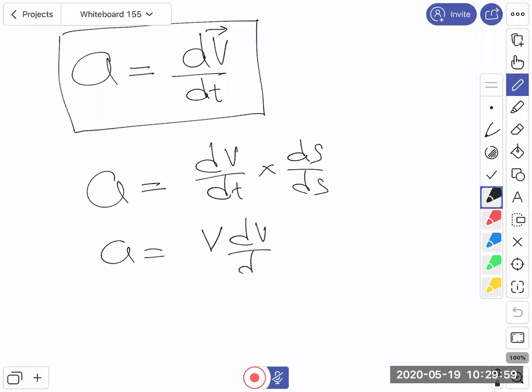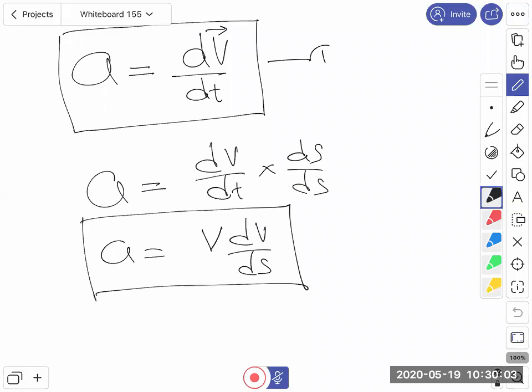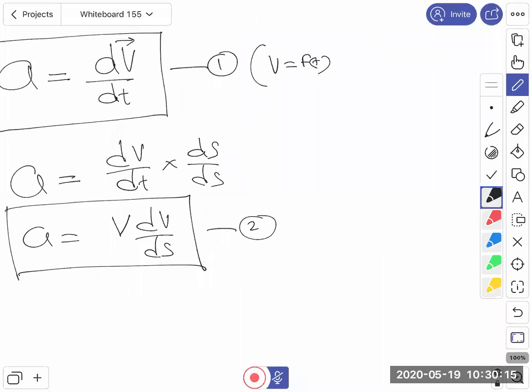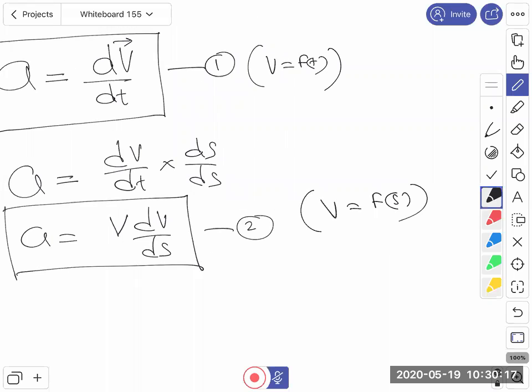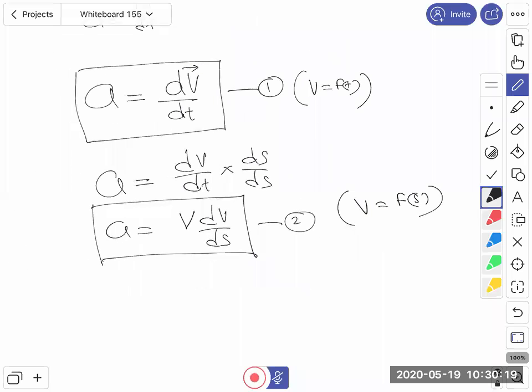So these are the two main equations that we are using to find the value of acceleration when velocity is given as a function of time or velocity is given as a function of displacement. We'll use the first equation when velocity is given as a function of time, and the second equation when velocity is given as a function of displacement. So just write down these equations. Write down the heading like this.